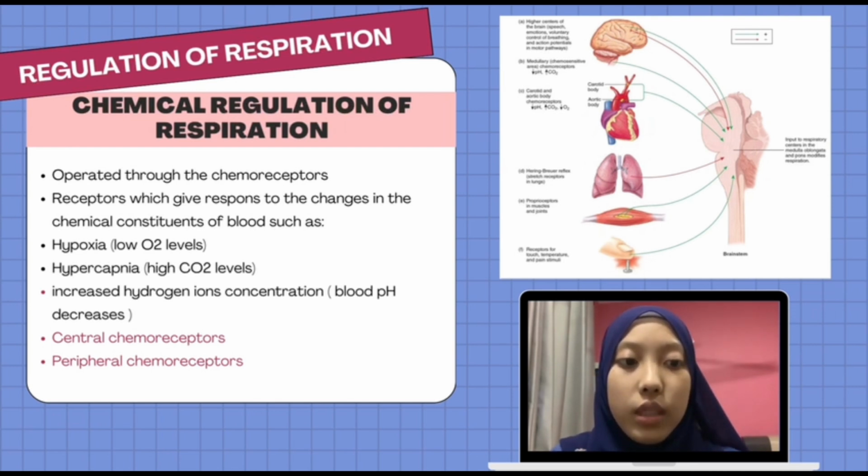This chemical regulation is operated through the chemoreceptors. The chemoreceptors are the receptors which respond to changes in the chemical constituents of blood, such as hypoxia, hypercapnia, and increased hydrogen ion concentration. This chemical regulation involves two types of chemoreceptors, which are central chemoreceptors and peripheral chemoreceptors.